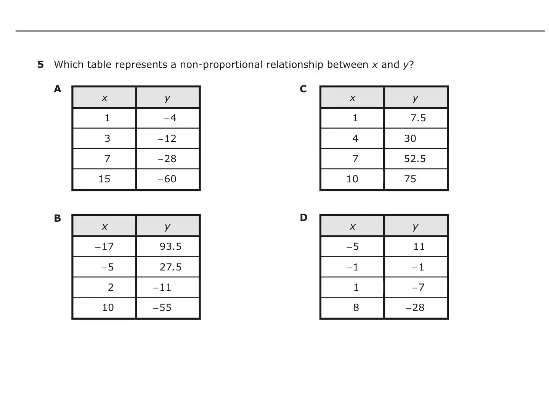Which table represents a non-proportional relationship between X and Y? So here we're looking for a non-proportional relationship between X and Y. If one is non-proportional, then there are three that are proportional between X and Y. And typically you might have something like y equals kx, where k is some ratio of proportionality between y and x. That would mean that you're multiplying something times x to get y.